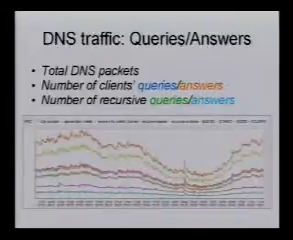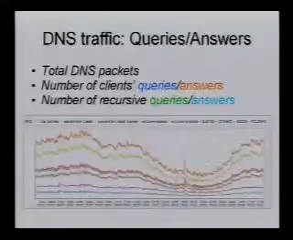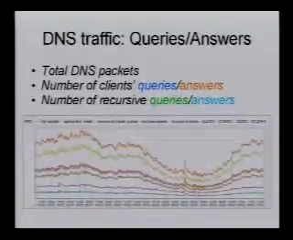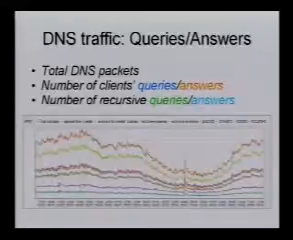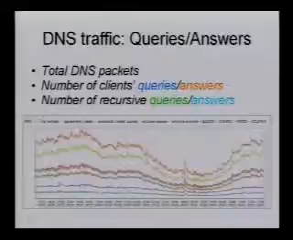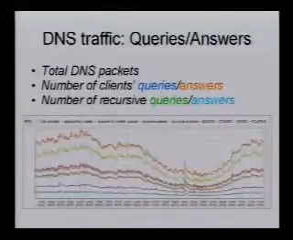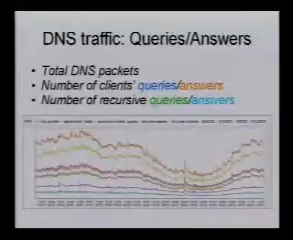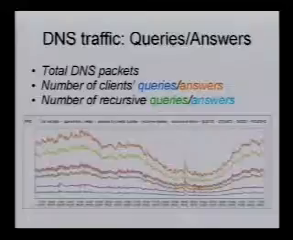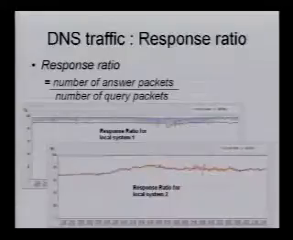This slide shows the queries and answers sub-menu of DNS traffic. This graph shows the number of total packets, client queries, answers for client queries, recursive queries, and answers for recursive queries. This graph shows many curves at the same time, but the user interface provides an option to select individual curves.